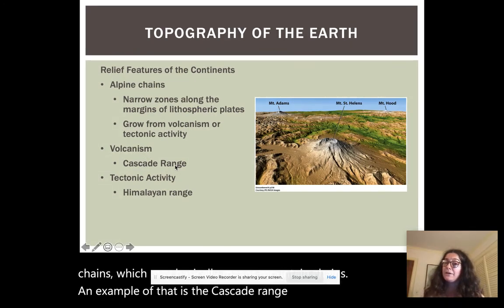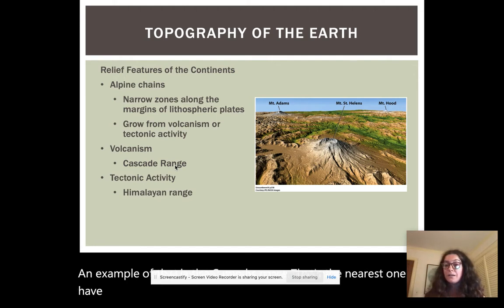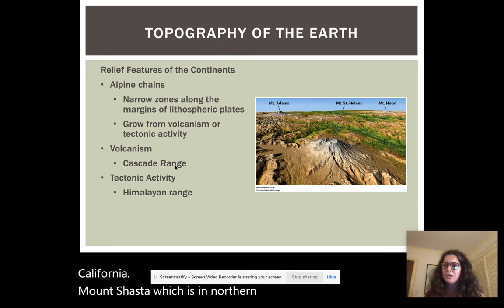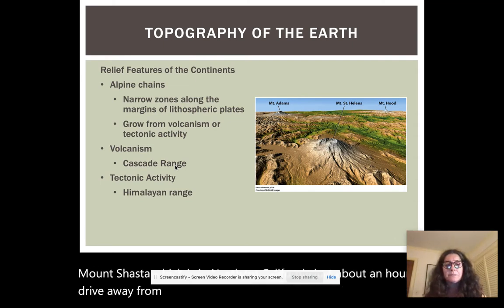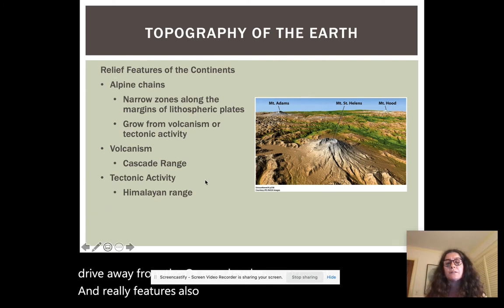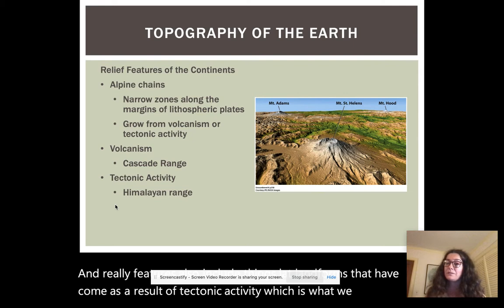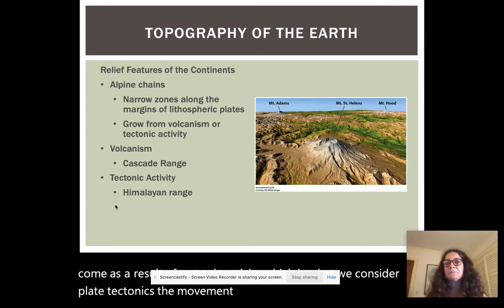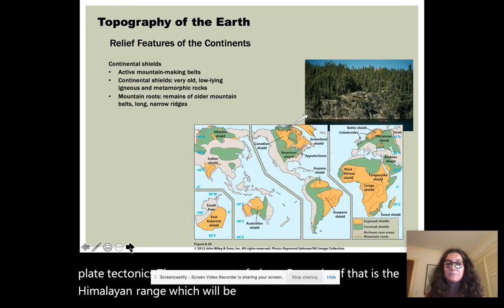That's the nearest one we have active to us. The nearest volcano we have to Southern California is Mount Shasta, which is in Northern California, just about an hour drive away from the Oregon border. And relief features also include landforms that have come as a result of tectonic activity, which is what we consider plate tectonics, the movement of plates. An example of that is the Himalayan range, which we'll be going over in just a minute.